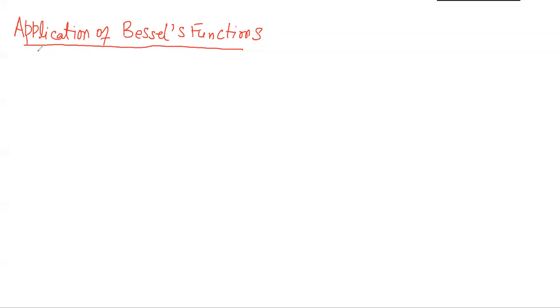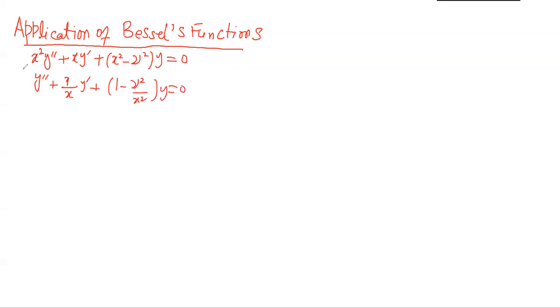Okay, so the Bessel's function comes from the Bessel's equation, x square y double prime plus x y prime plus x square minus nu square y is equal to zero. So this is the Bessel's equation, which we also write like this, y double prime plus 1 over x y prime plus 1 minus nu square over x square, y equal to zero. Whichever way you want to write, both are equivalent forms of this equation. In the last lecture, we did some derivation to derive the Bessel's function, that means a function which is the solution of this equation.